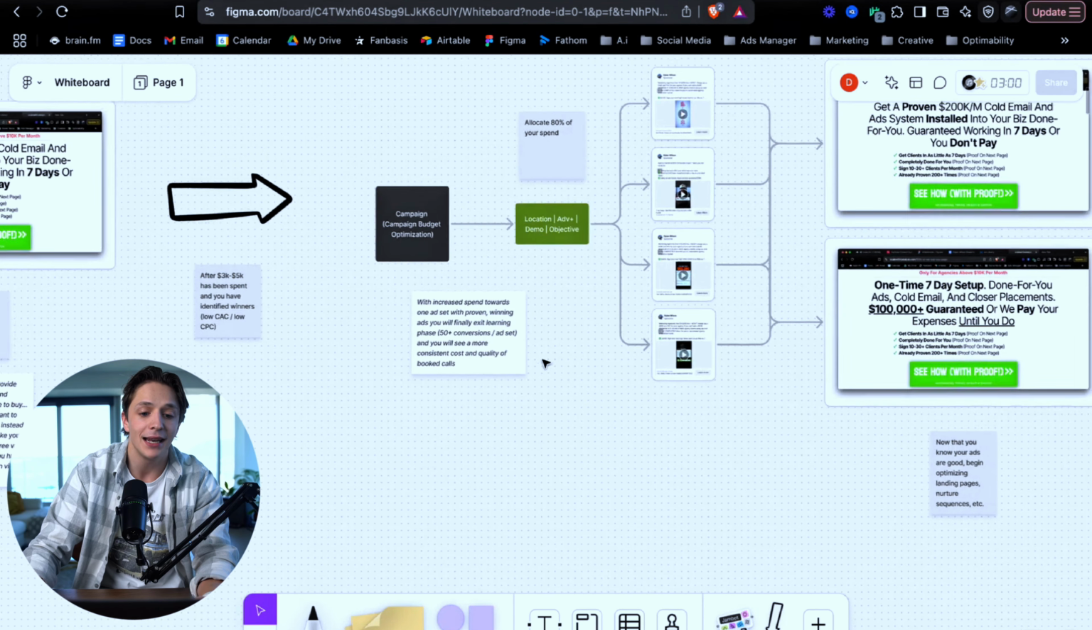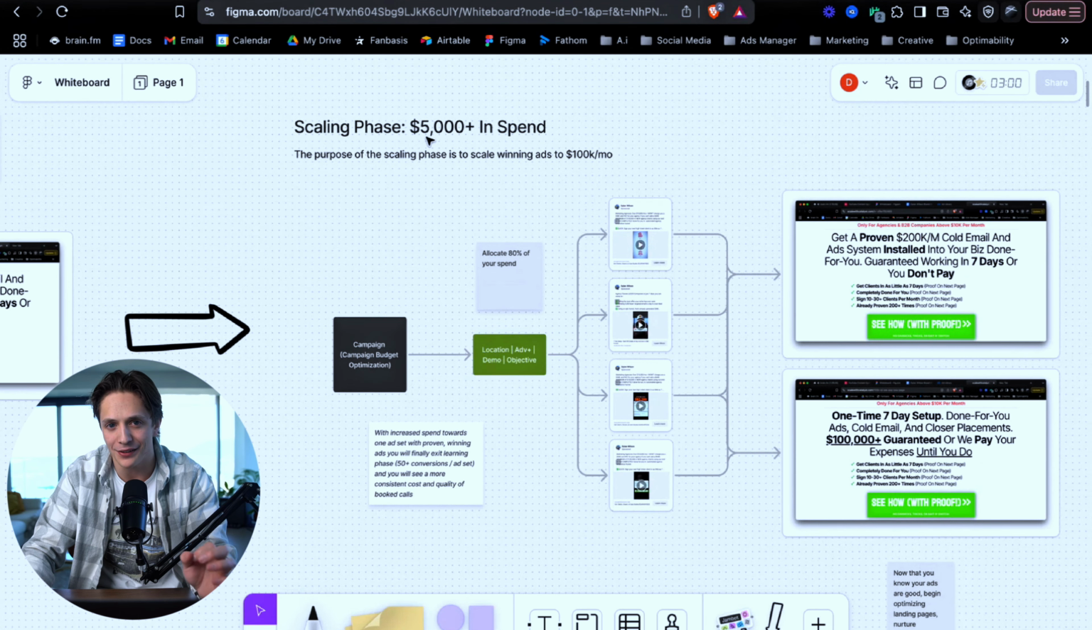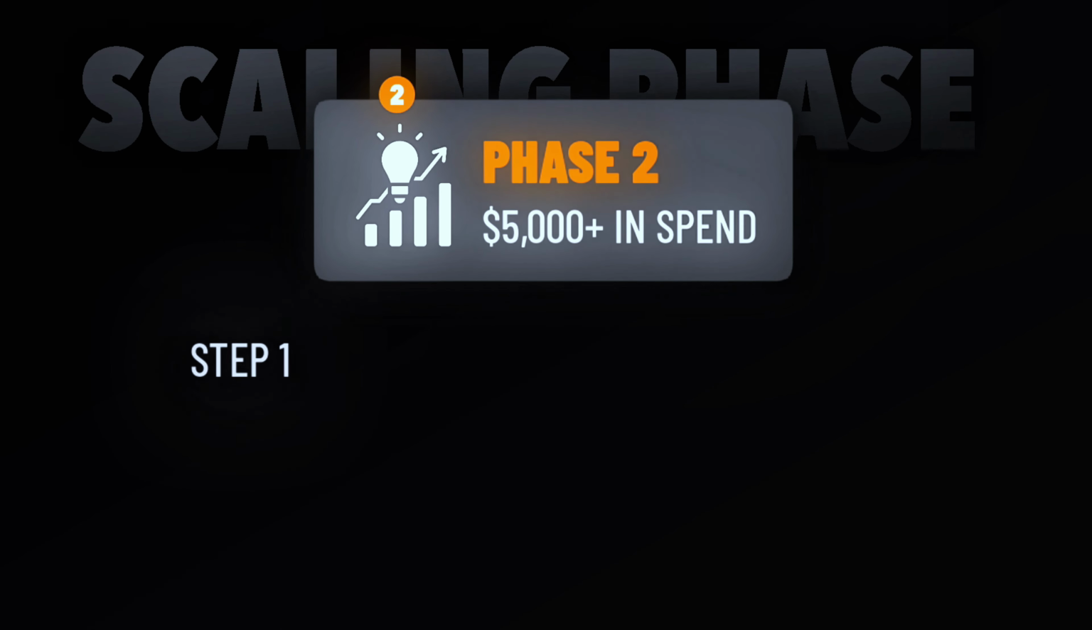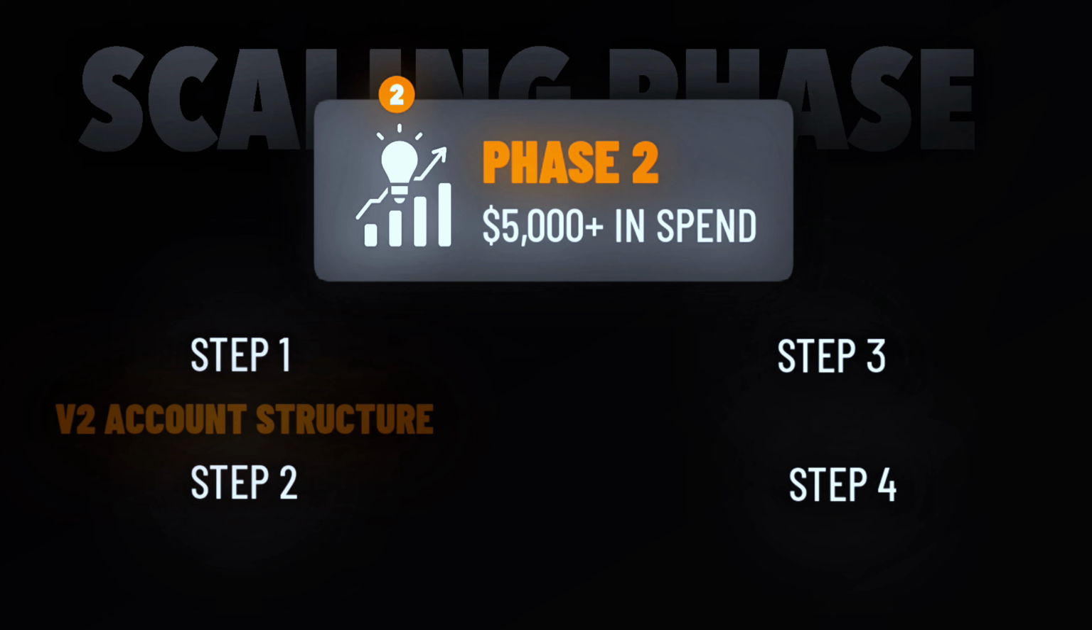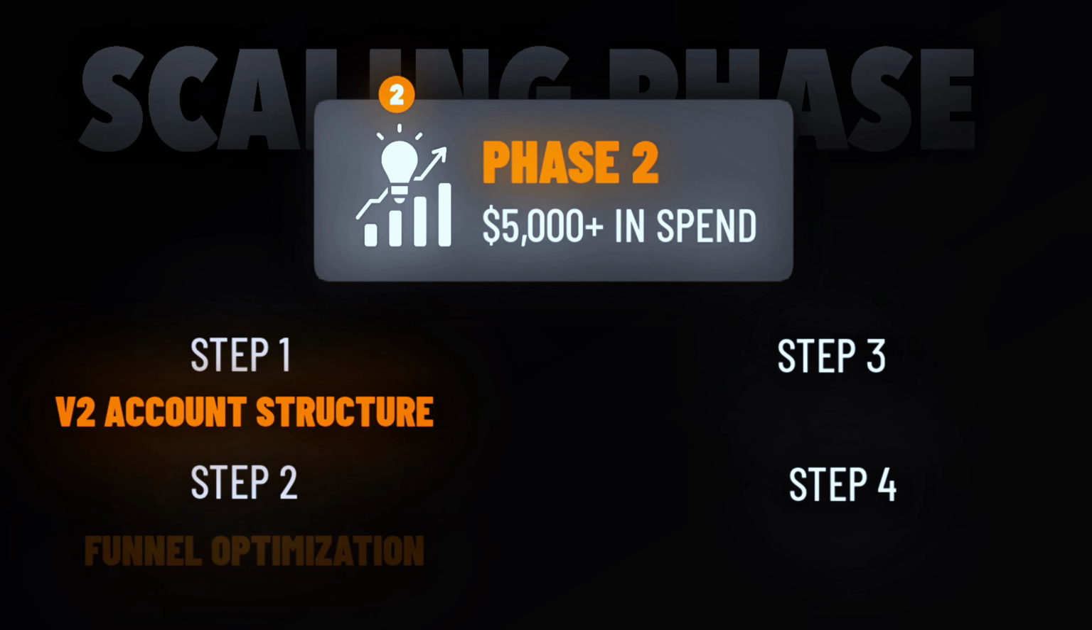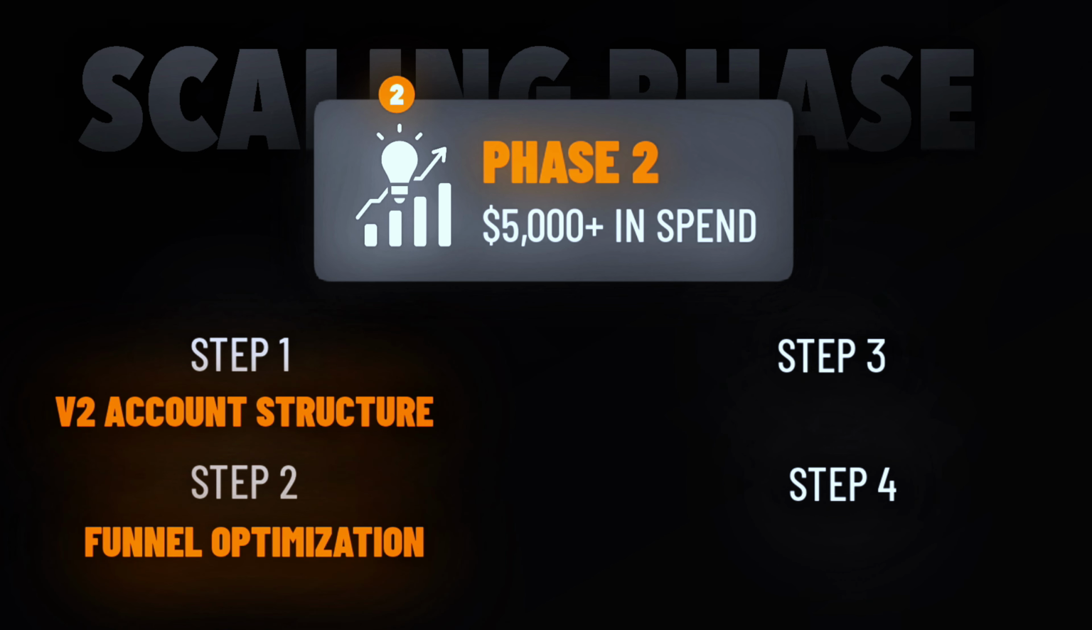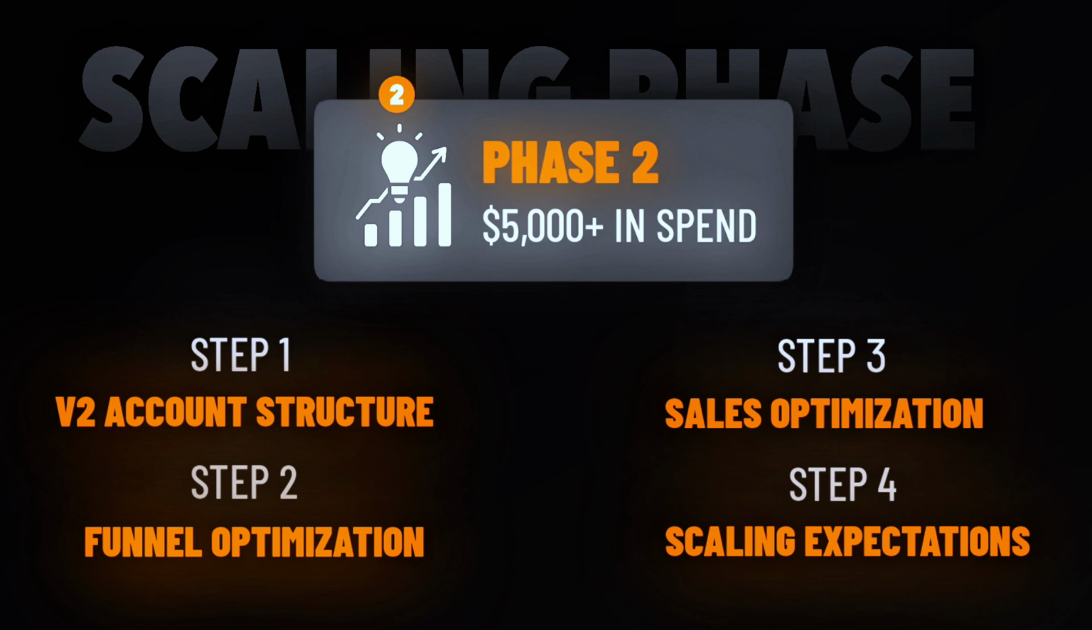Now, getting into the scaling campaign phase. Similar to the testing phase, the scaling campaign also has 4 simple steps. Number 1, we're going to cover the ad account structure. Then number 2, we're going to get into optimizing your funnel. Then number 3, we're going to get into optimizing your sales. And then number 4, we're quickly going to cover what you need to expect as you go through these scaling phases.